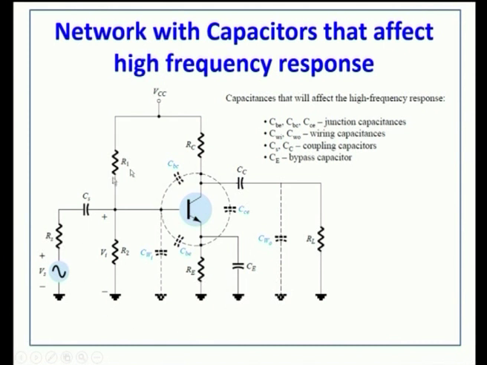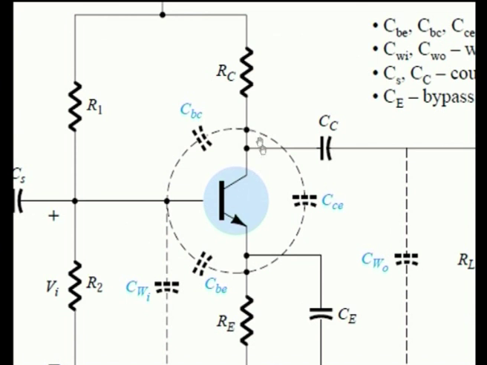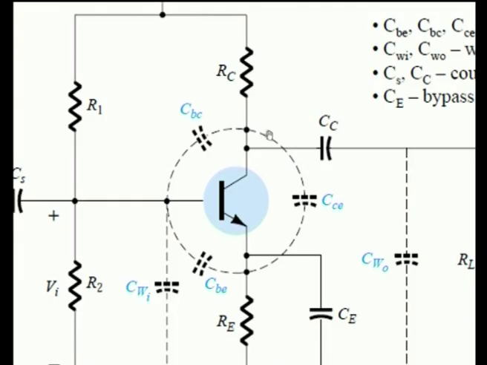Okay, what are all the capacitance effects which affect the gain of the network for high frequency signals? Here, this capacitance CBC. When you look around the transistor BJT, there are inter-electrode capacitances. Here, this is the base terminal, this is the collector terminal. In between base and collector, you have a capacitance effect. Only for high frequency signals, this effect will be seen in the network. And also for any two terminals, there is a capacitance effect in between.